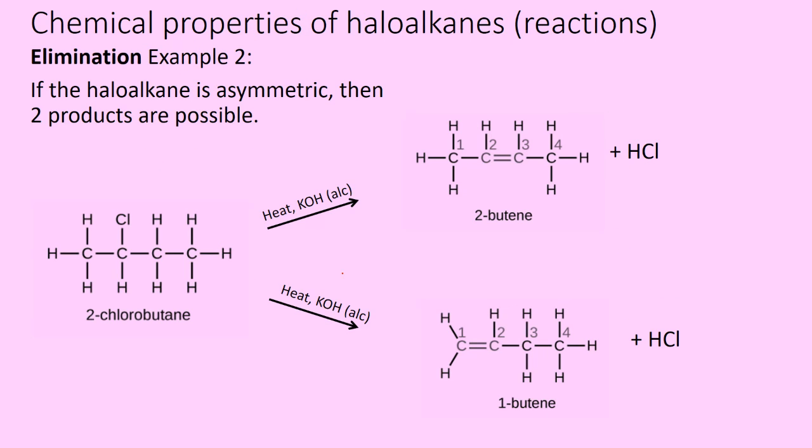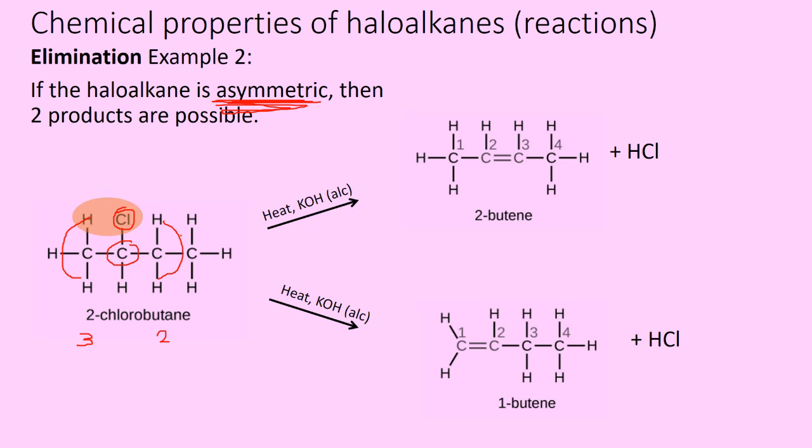Okay, so if the elimination is with a bigger haloalkane that is asymmetric, asymmetric means it's not even, okay, so I'm going to explain that a bit more. Then two products are possible. So here is our alpha carbon with a chlorine attached. If we look first at these two here, the neighbouring carbon has got 3 hydrogens on it, and this carbon has got 2 hydrogens on it. So the carbon with the least number of hydrogens is this one.